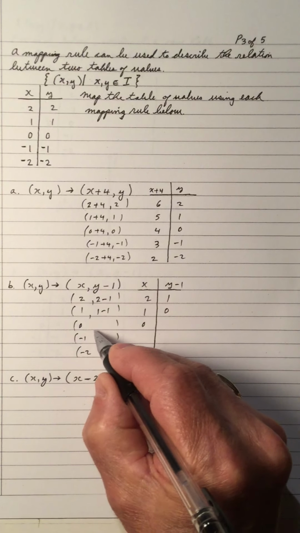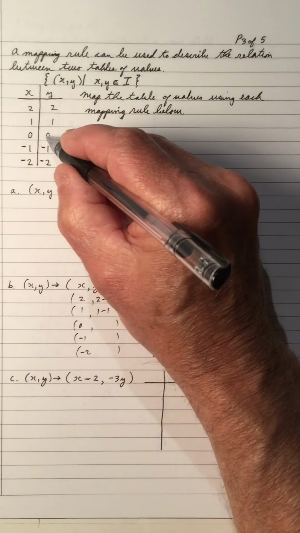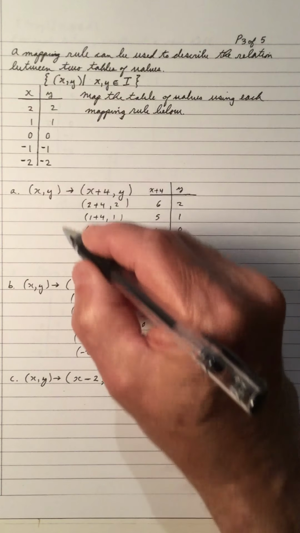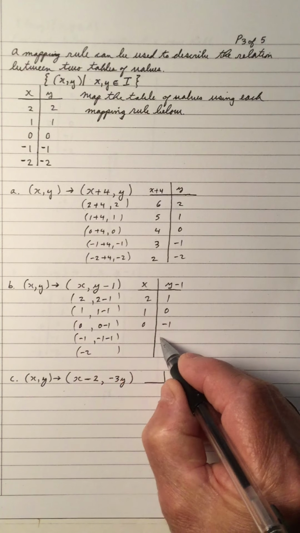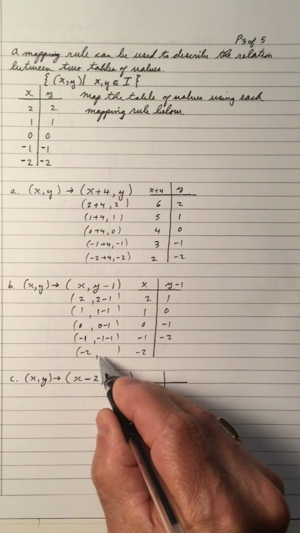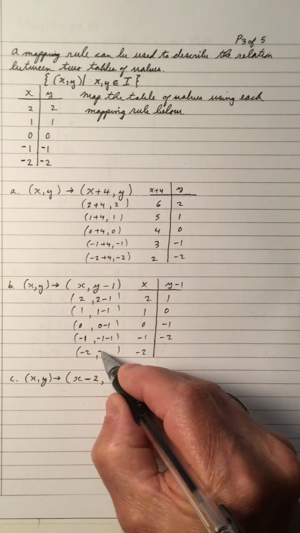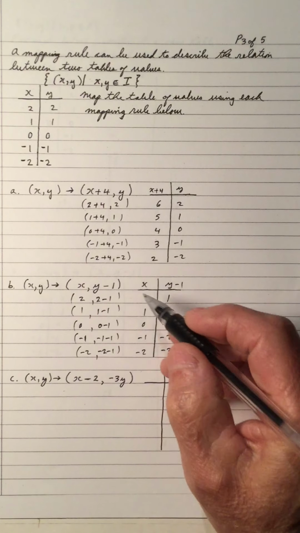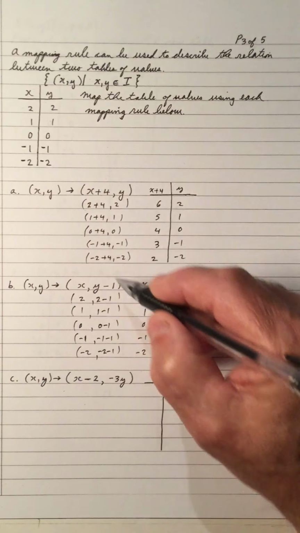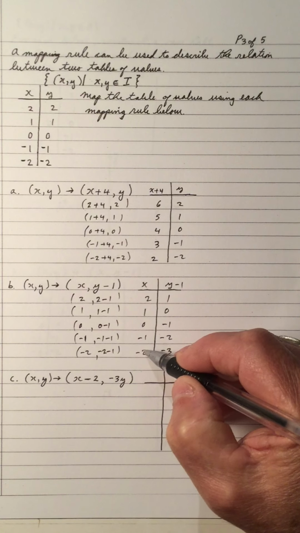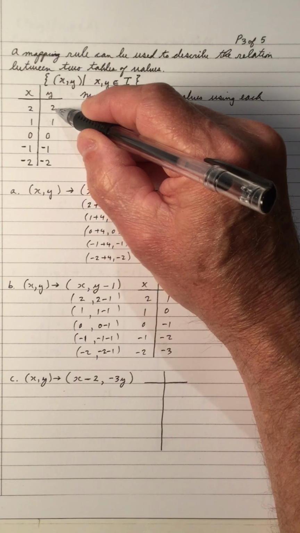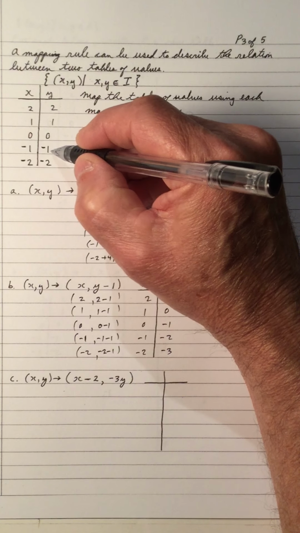We got a 0 for the x. And we have 0 minus 1, which is negative 1. Negative 1 minus 1 is negative 2. The x is negative 1. The x is negative 2. And so negative 2 subtract 1 is negative 3. Again, the x value is never changed: 2, 1, 0, negative 1, negative 2. And for the y values, we subtracted 1 from each y value. So they're 1 less: 1, 0, negative 1, negative 2, negative 3.